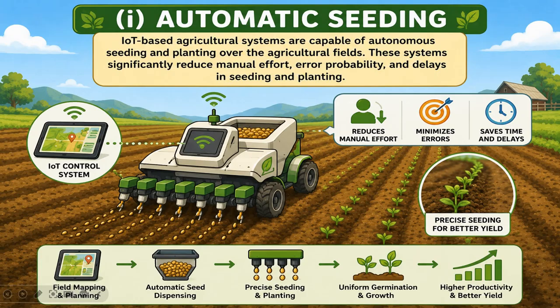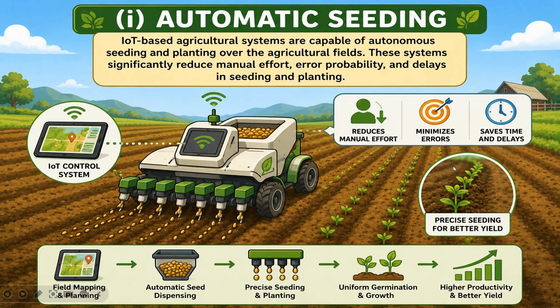Now first we will see what is automatic seeding. Here in this image you can see there is a smart farming system where a machine automatically plants the seeds in the field without much human effort. The machine is connected to an IoT control system and it receives instructions through wireless communication. Now here there are three main benefits. First is the reduced manual work, then you have fewer or minimized errors, and the time savings, that is, it saves time and delays.